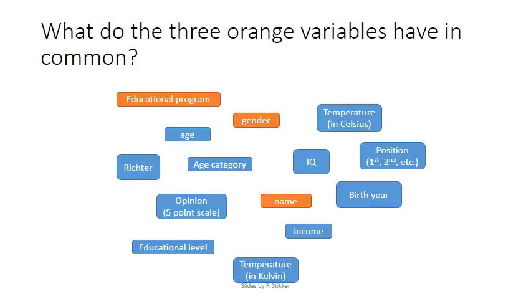Now, I've highlighted 3 of them in orange: educational program, gender, and name. Can you think of what they might actually have in common that is different for all the blue ones? I'll give you a hint. Consider what are the possible values for each of these variables.